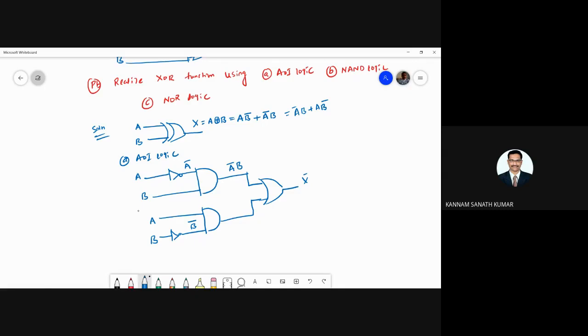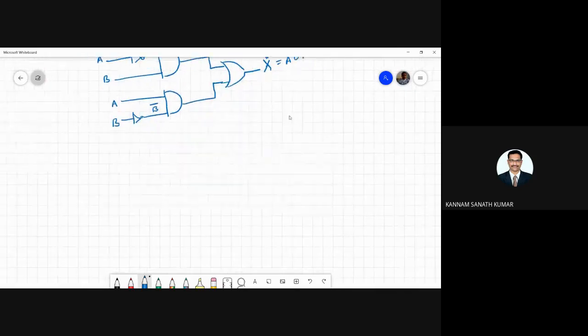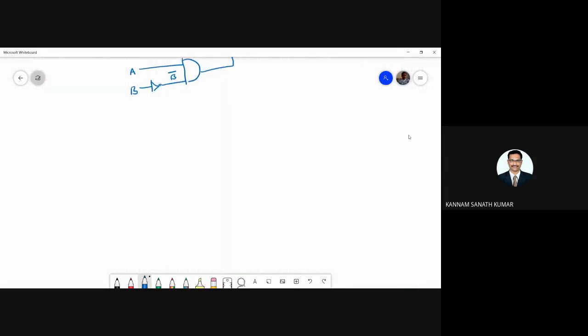So X equal to A bar B plus A B bar. Okay, this is nothing but by using the AND or invert logic. Now you need to realize by using NAND logic.